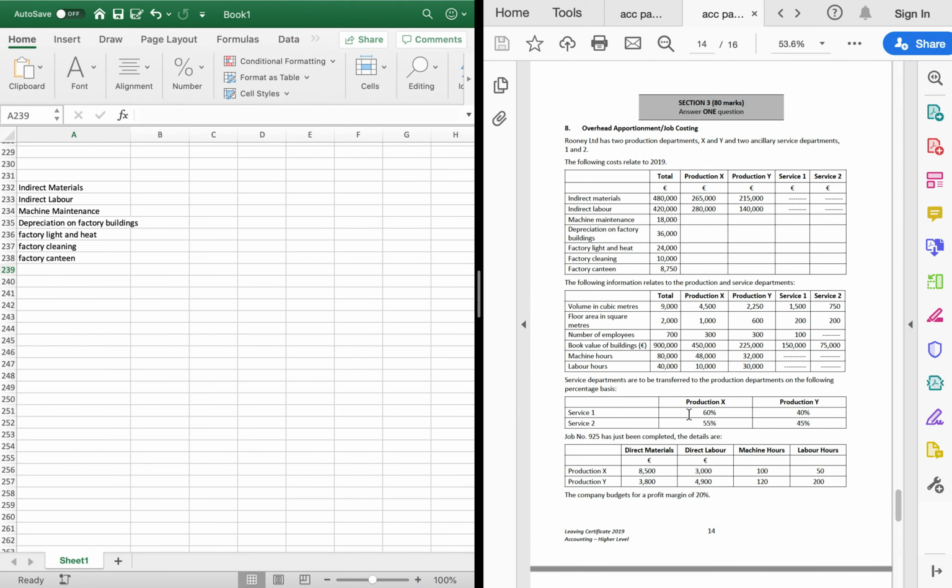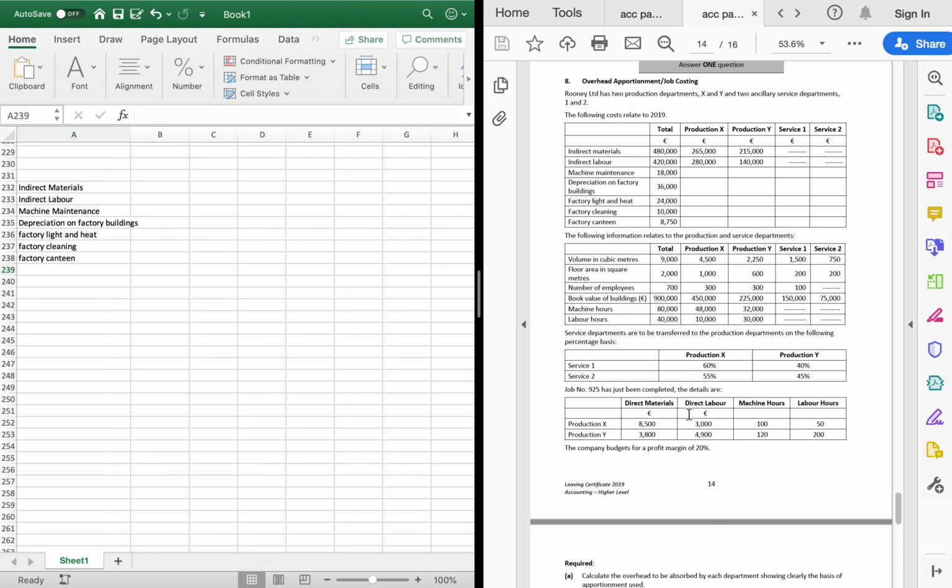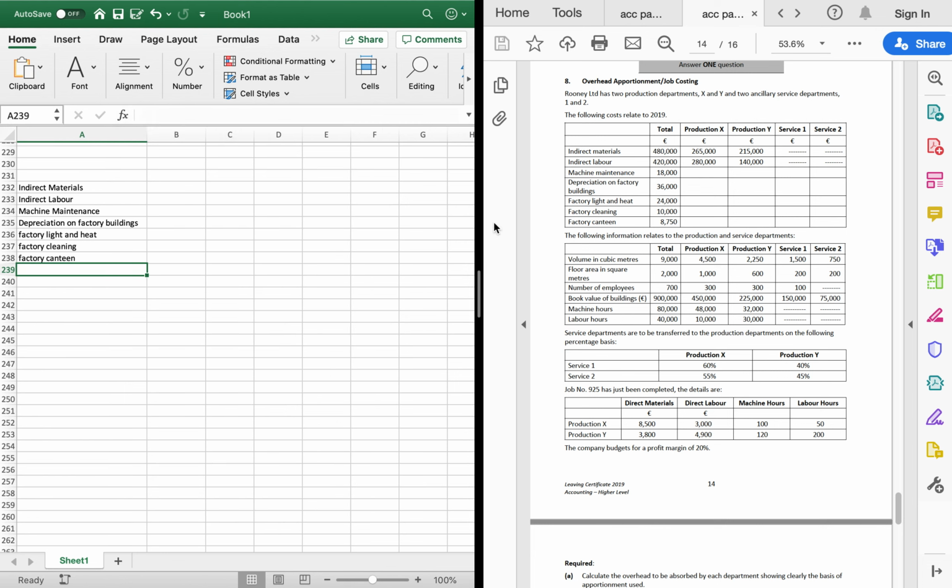Okay, so this is the 2019 one of these overhead apportionment job costing. It's the same sort of process, just with a third element thrown in, where you have to transfer service departments over to production departments. So I'll just show you how to do this as well, and it'll be the last one of these ones.